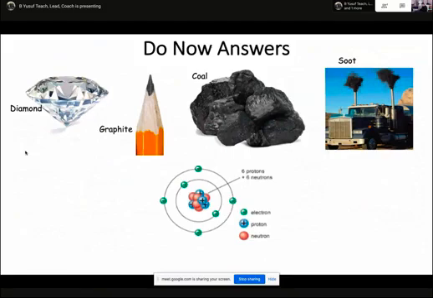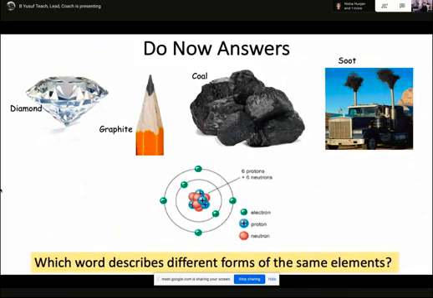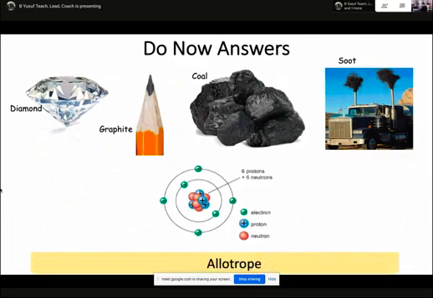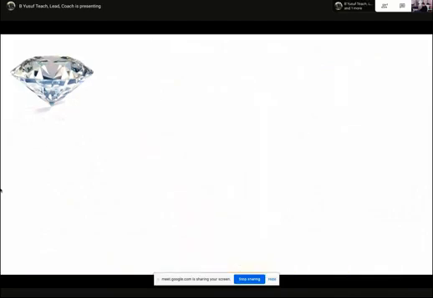And I've just given you a diagram of a carbon atom there. And here's a question for you. Which word describes different forms of the same element? In this example, we've got different forms of carbon. What word will be used to describe that? Have you ever come across this word? It is an allotrope. Now, I put that there because you may come across exam questions where they use this word allotrope, and all they're talking about is the different forms of the same type of element, and carbon is one of those.